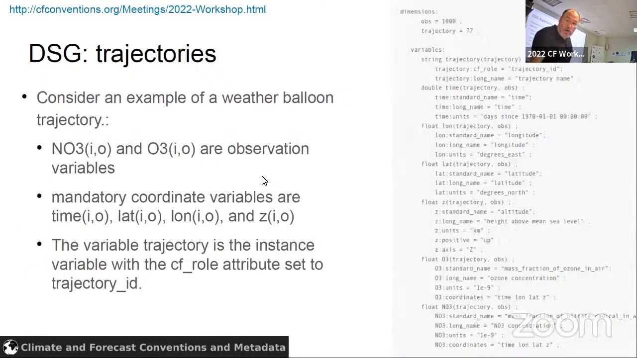This is just one example, considering the concentration of NO3 or CP, or some. They are the observation variables in the CDL. In the CDL, the coordinates in this case have dimensions trajectory and observations, and the variable trajectory is the instance variable with the CF role attribute trajectory. It is the one in the trajectory variable with dimension trajectory, of course.